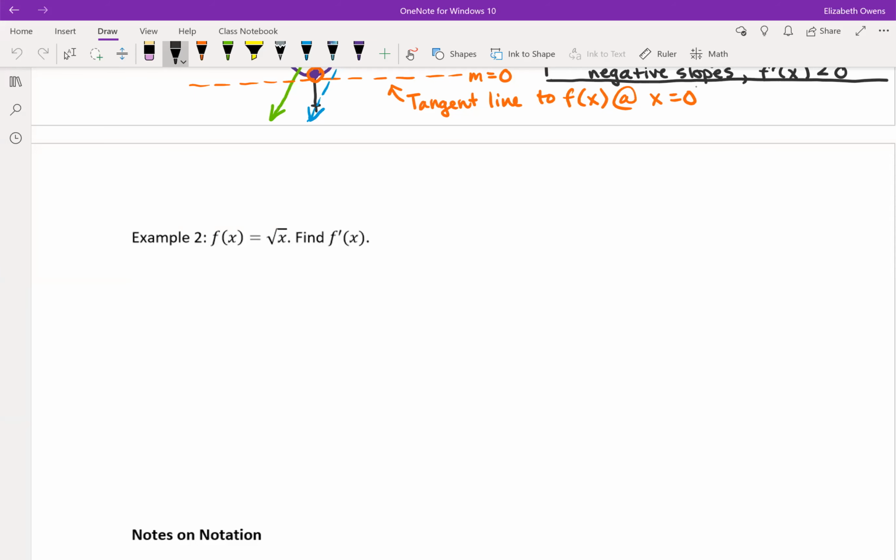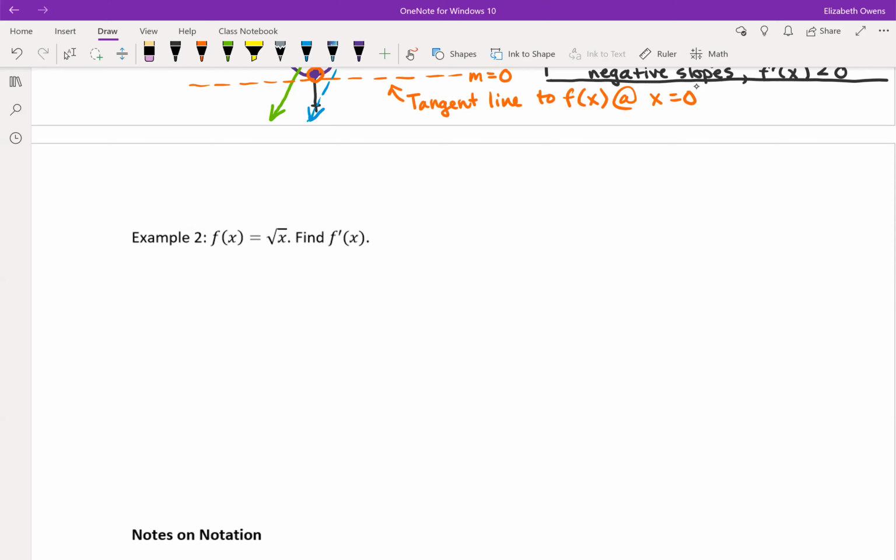Here we are in section 3.2 with our second example. We're going to be finding a derivative here as well. And our function is f of x equals the square root of x. And we're just told to find f prime of x. So that's the derivative function that's based on this f of x.